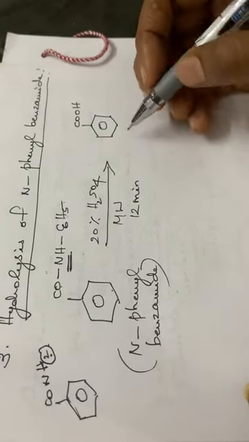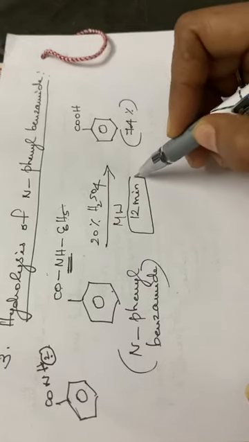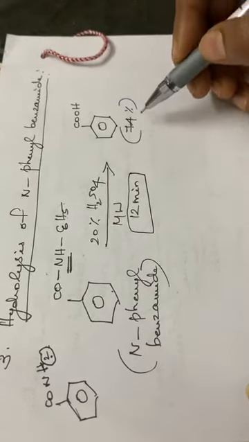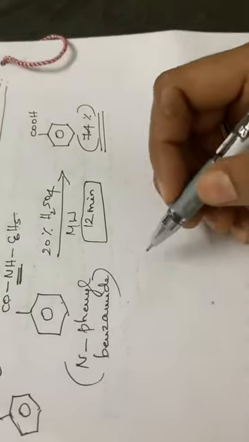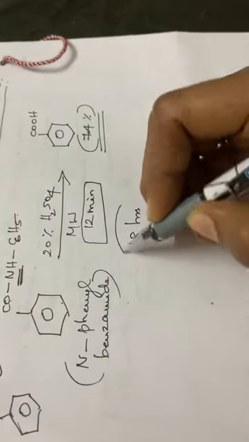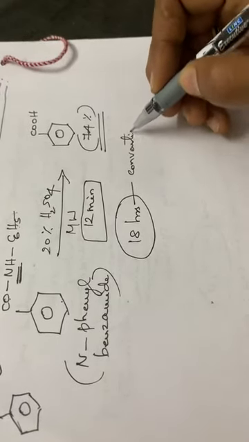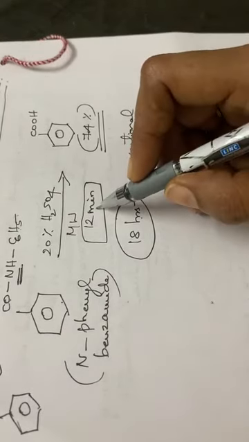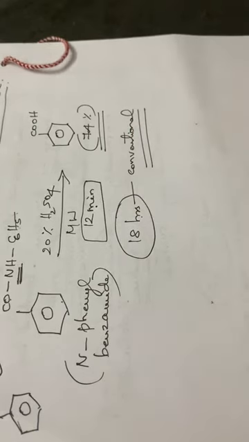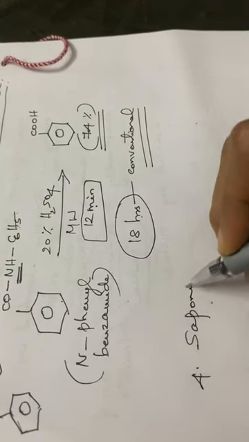Or aniline. So benzoic acid is formed, the yield is about 74%, and the time taken is only 12 minutes. By the usual procedure for hydrolysis, using the conventional method or normal heating, it takes 18 hours to complete this reaction. So instead of 18 hours, we can do this reaction within 12 minutes itself, and the yield is about 74%.